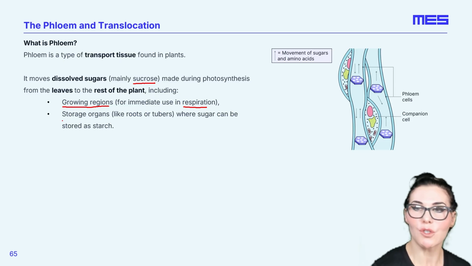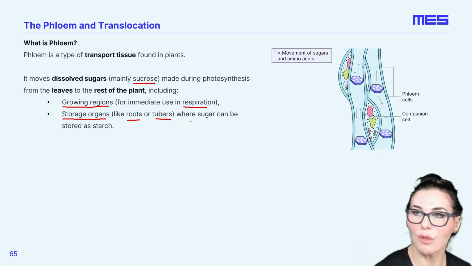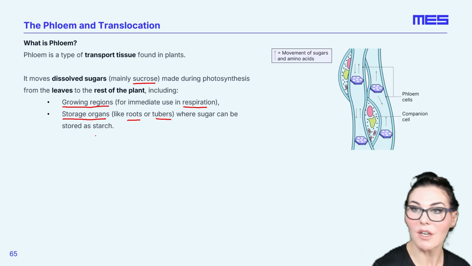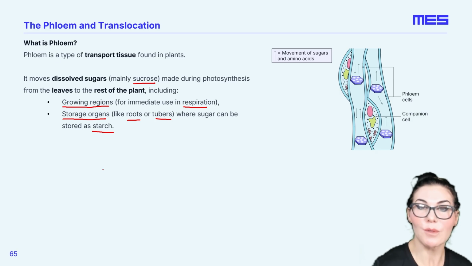Therefore, the phloem would transport that sugar to a storage organ. Roots typically, or tubers, which are kind of like root vegetables, like potatoes and things like that. And there, that sucrose will be converted into a storage carbohydrate called starch and can be used at a later date should the plant need to convert it back to sugar.